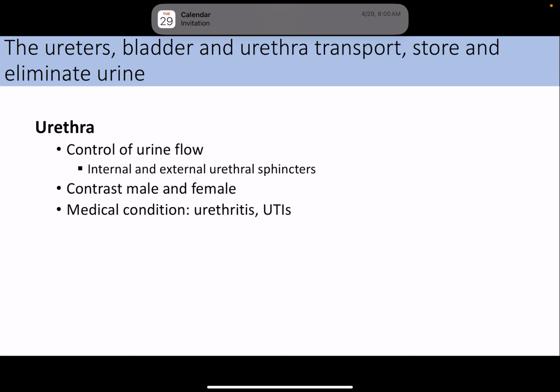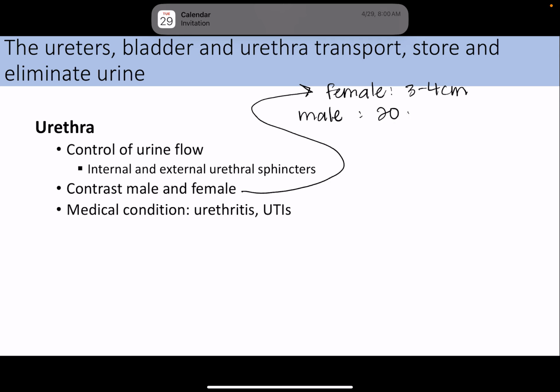Okay? There is a difference in urethra, male versus female. I'm sure you all are aware. A female's urethra is only about 3 to 4 centimeters long. Male is about 20 centimeters long. So about 1.5 inches versus 8 inches long. Okay.